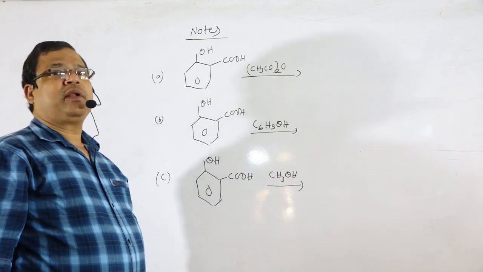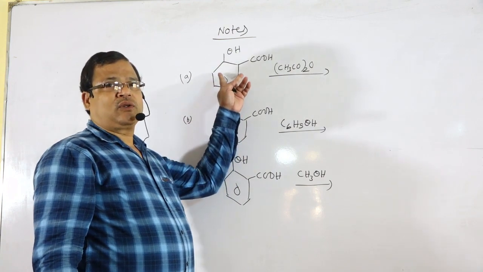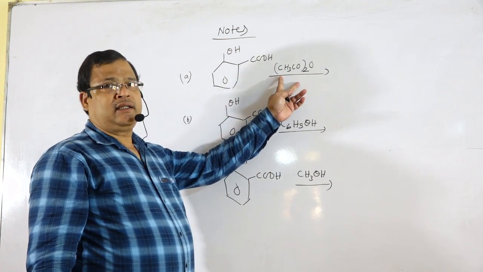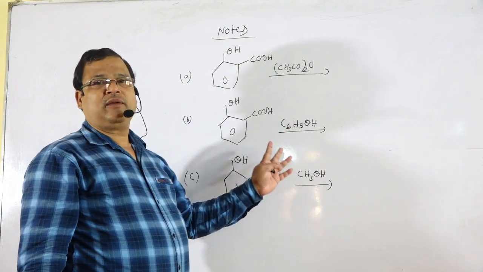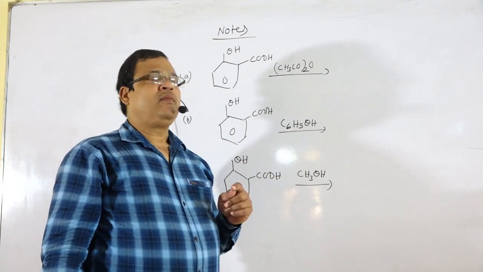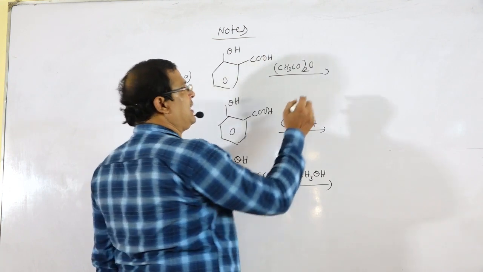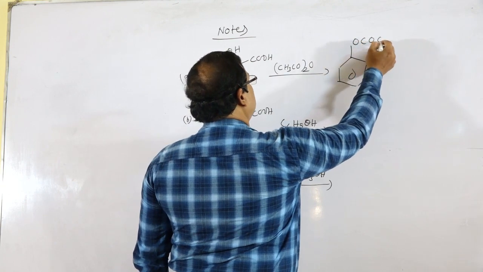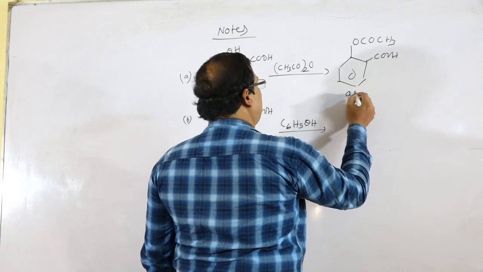We will analyze what the different products are that are obtained when ortho-hydroxybenzoic acid is reacted with acetic anhydride, with phenol, or with methyl alcohol. Then what are the different products and their uses? Whenever ortho-hydroxybenzoic acid or salicylic acid is treated with acetic anhydride, the formation of OCOCH3 with COOH occurs. That is the formula for aspirin.